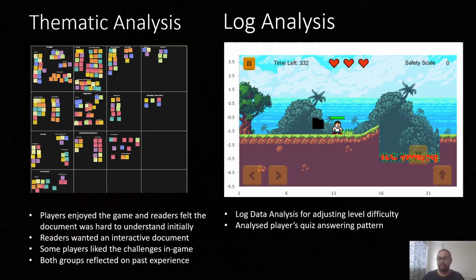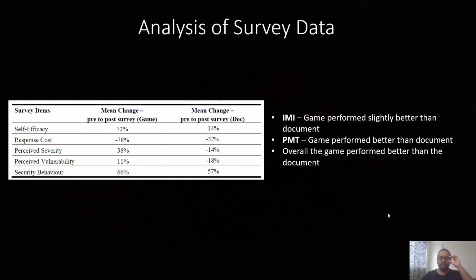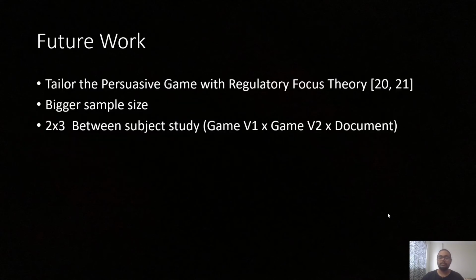As for the game's quiz design pattern, it was evident that most of the players were unaware about app background usage and misuse of location, Wi-Fi, or Bluetooth services. From the analysis of survey data, it was evident that the player's intrinsic motivation was better for the game than the document. For the protection motivation theory, the game performed much better than the document as shown in this image.